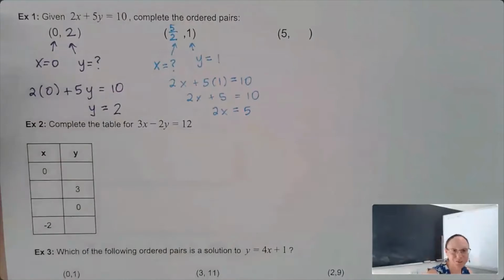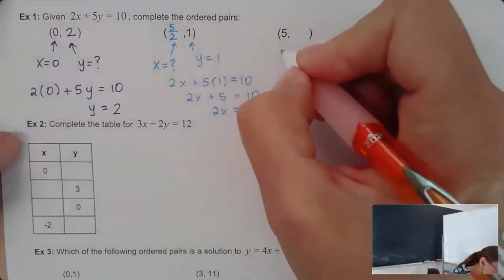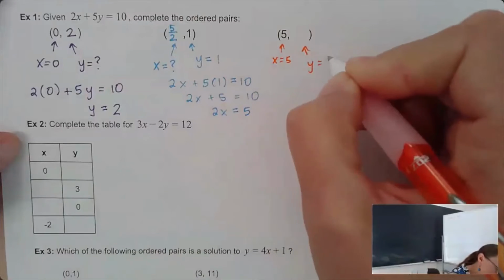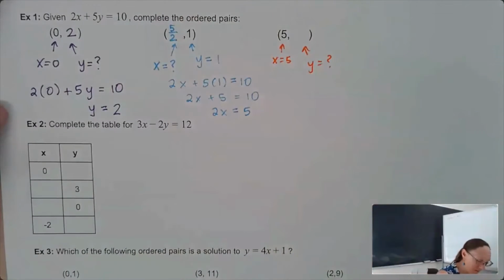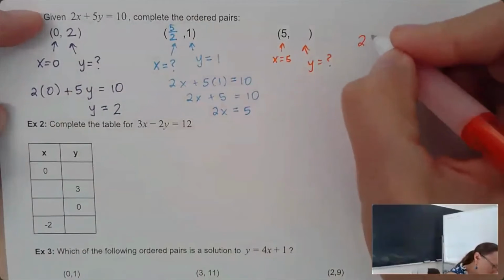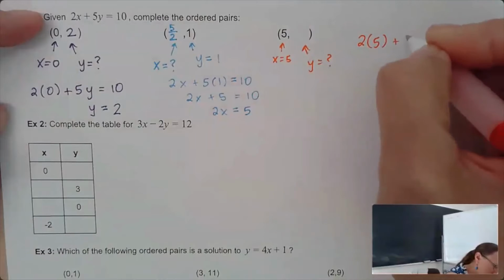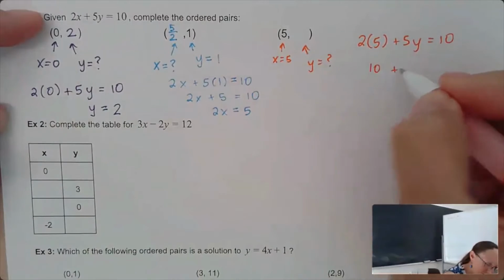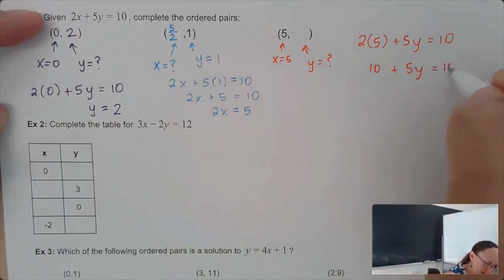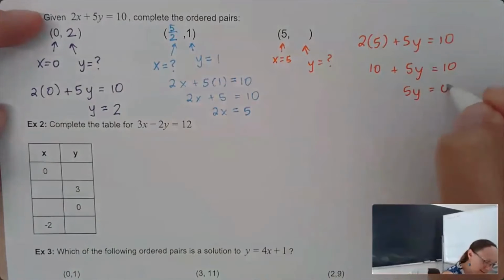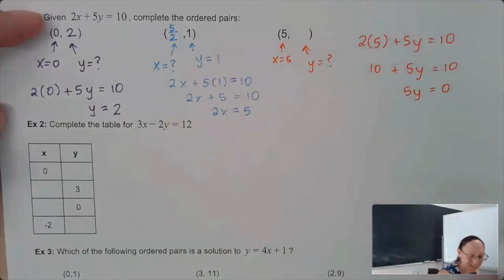Last but not least over here, this is telling me that my X is equal to 5 and asking the question, what's Y equal to? So when I replace X with 5 in the equation, I'll have 2 times 5 plus 5Y is equal to 10, which means 10 plus 5Y is equal to 10. When I subtract 10 from both sides, I end up with 5Y is equal to 0. Well, the only way that's true is when Y itself is equal to 0.